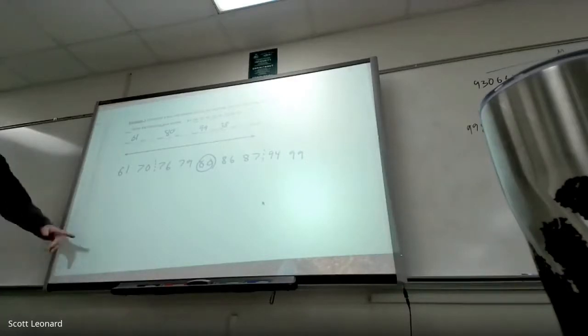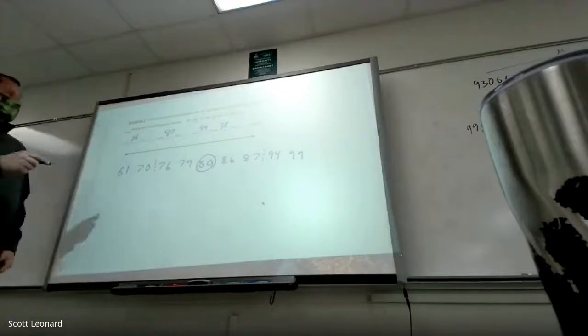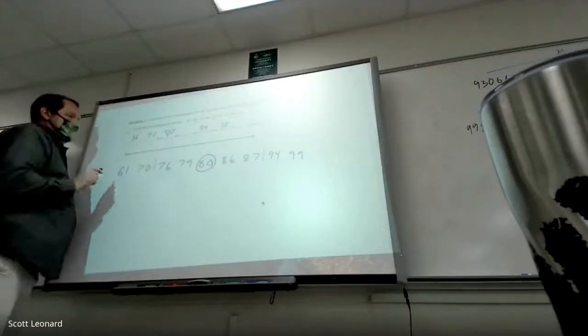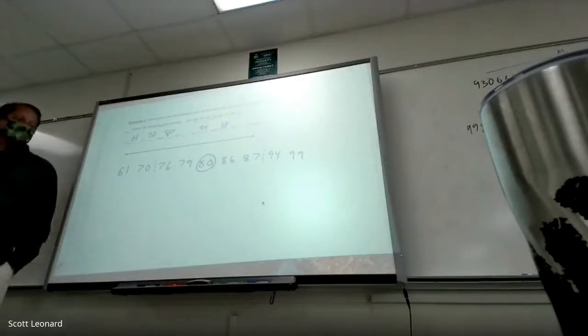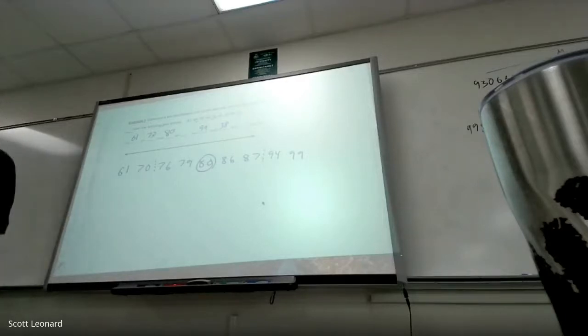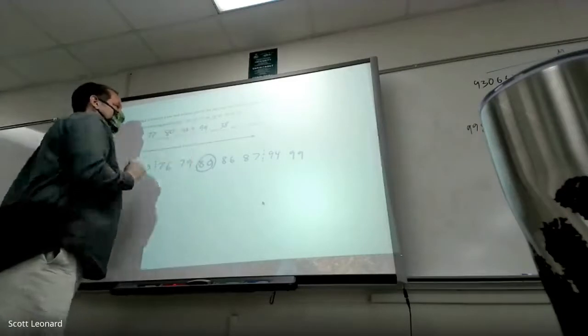All right, 70 and 76, what's their average? 73. And together we get 144 divided by 2 is 73. No, sorry, 176. Oof. 94 and 81 adds up to 181 divided by 2. 90.5. All right.